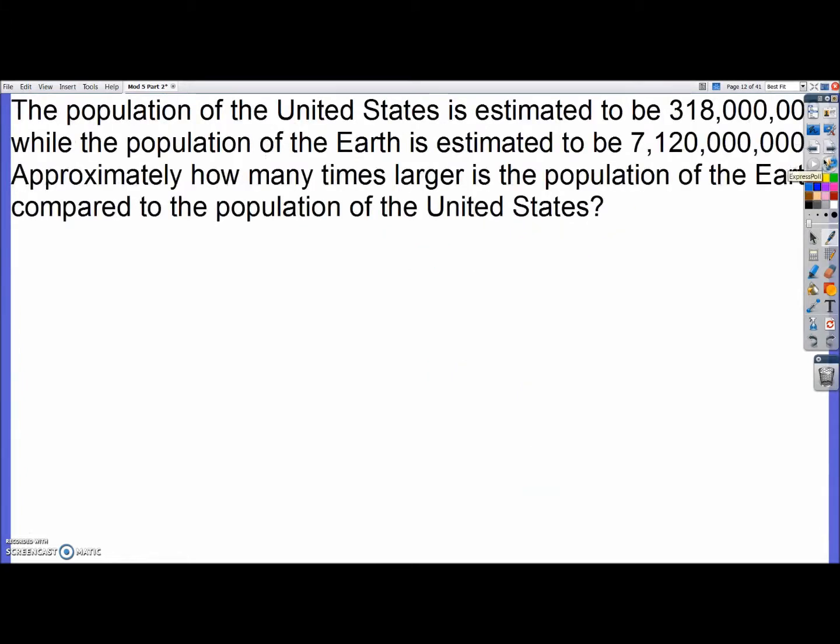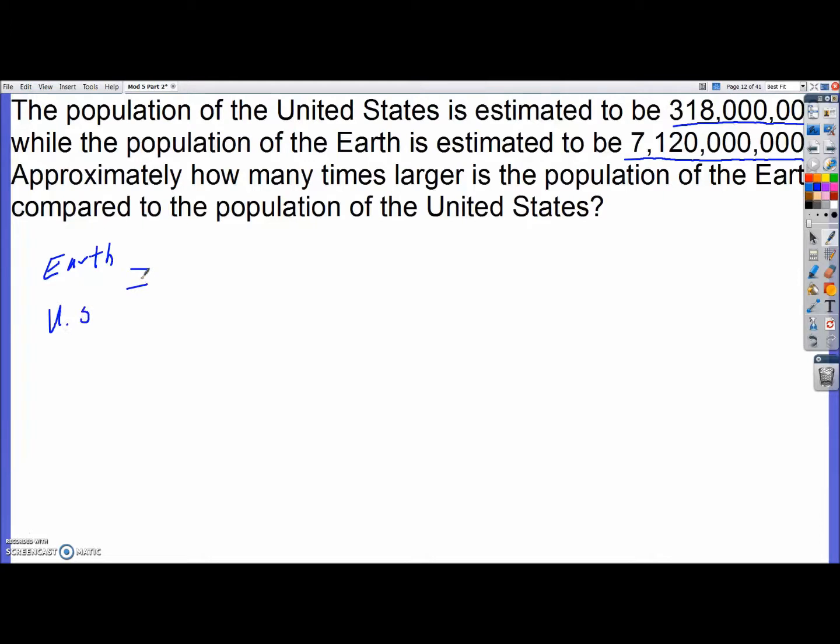All right, now let's go ahead and look at this last one. It says the population of the United States is estimated to be 318 million people, while the population of the Earth is 7,120 million. Approximately how many times larger is the population of Earth compared to the population of the United States? Similar, we're comparing two things. So let's create a ratio. We are doing the population of the Earth compared to the population of United States.